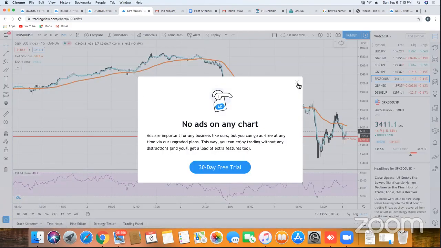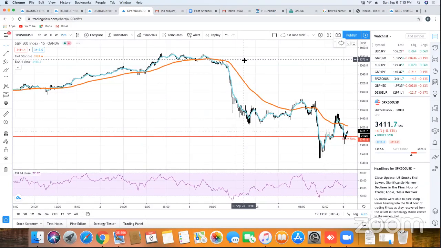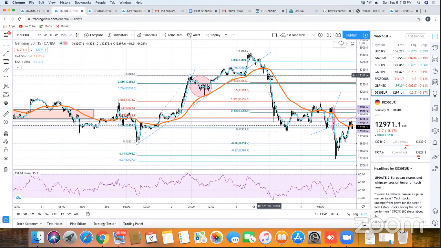Excuse me. Get these off the screen. And you're looking at price action. I'm looking at price action. I'm looking for the MA crosses and what's happened on those crosses. And I'm looking to see if there's relevance to the German 30.